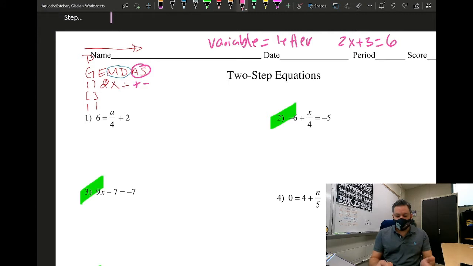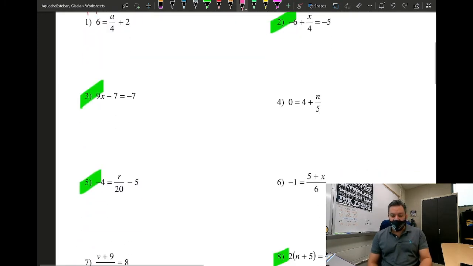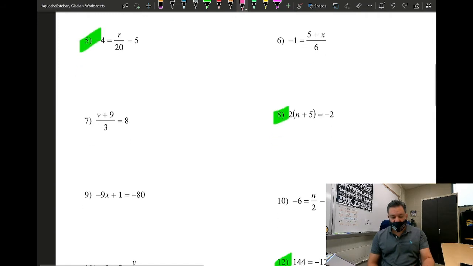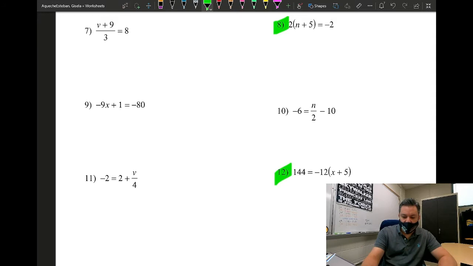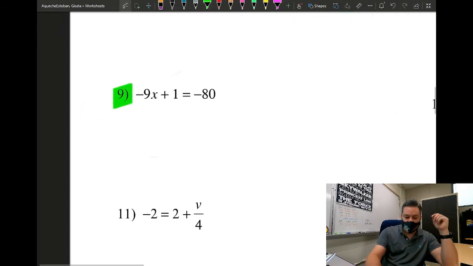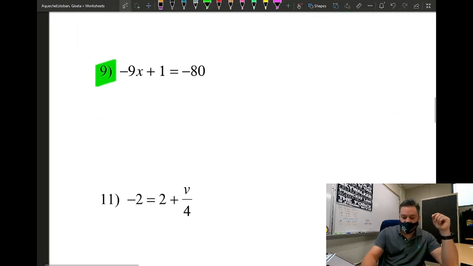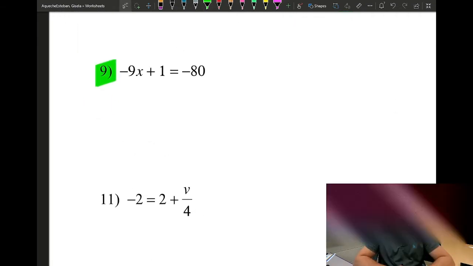And if we see something like that on number 2, we have something a little bit different. So we're going to start with the simple one. I'm going to do the highlighted ones. For example, number 9. I wasn't going to do number 9, but I'm going to do it, because that's probably the easiest one to solve right now. So we have 9x plus 1 equals negative 80. Let me zoom in. 9x plus 1 equals negative 80.